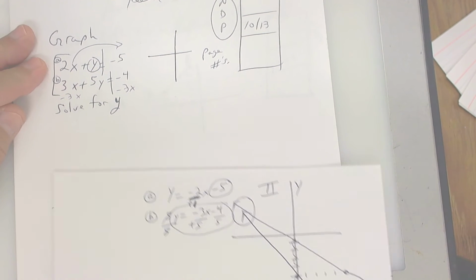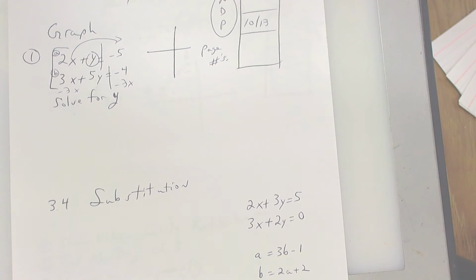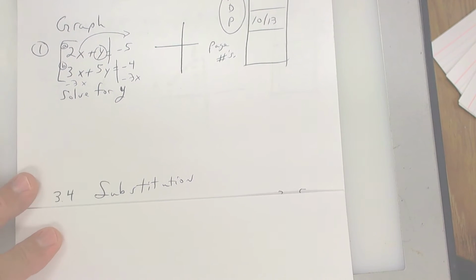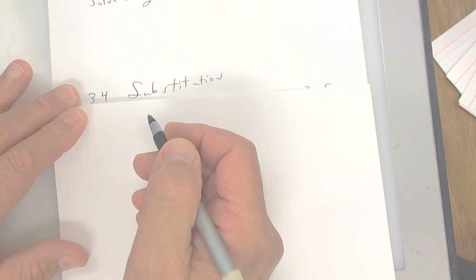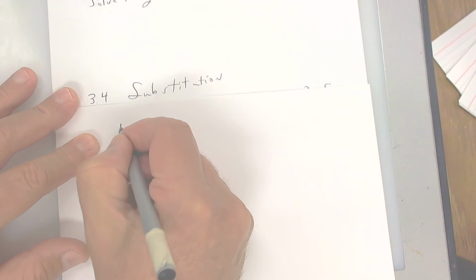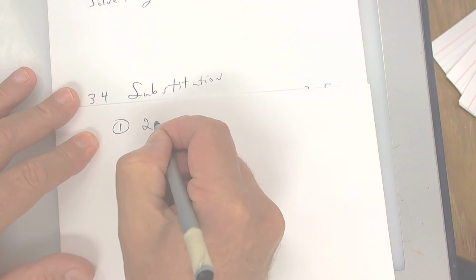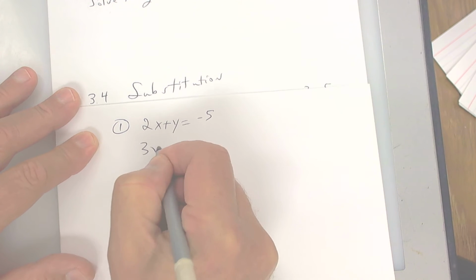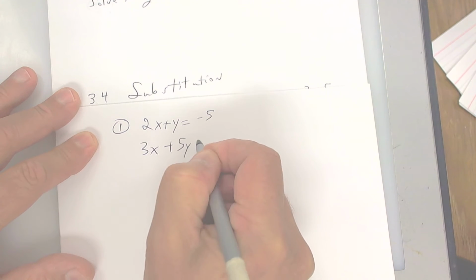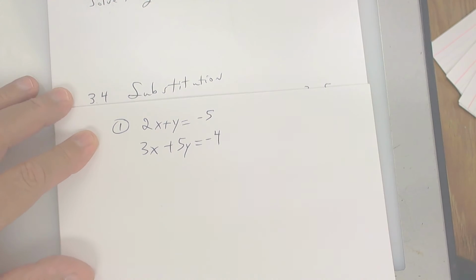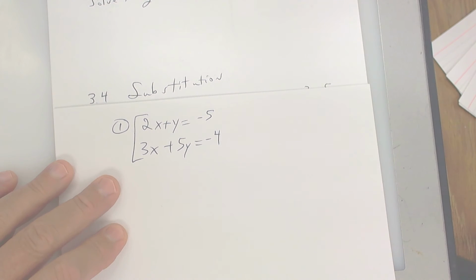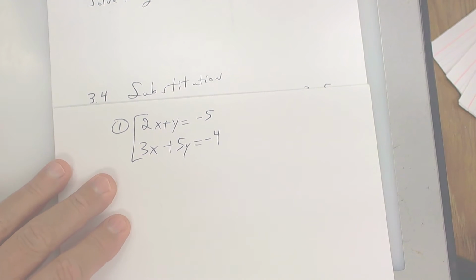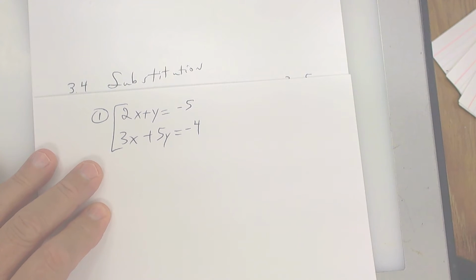Let's take a look at another one. On a new sheet of paper, copy down the same problem, only this time we're going to use substitution. So right now put number 1 on a new sheet of paper. Now substitution is a very good way of solving systems of equations. Graphing, not so much, because it depends on how perfect you are.